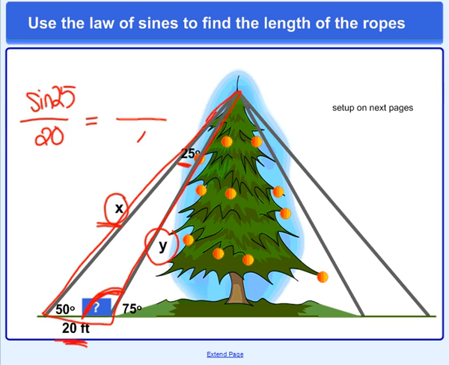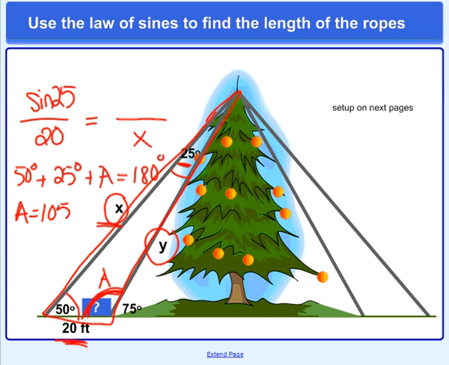Okay, so over x. We can calculate that angle by doing, remember, all the angles of a triangle add up to 180 degrees. So we've got 50 degrees, we've got 25 degrees, and we've got this missing angle. Let's call that A. So 50 degrees plus 25 degrees plus A has to equal 180 degrees, right? Because it's a triangle. So that means A is going to be 105, right? Because 75 plus 105 gives us 180. So this angle is 105 degrees.